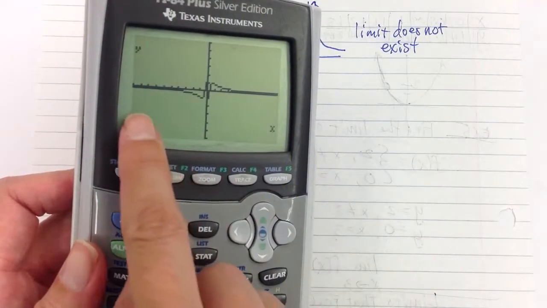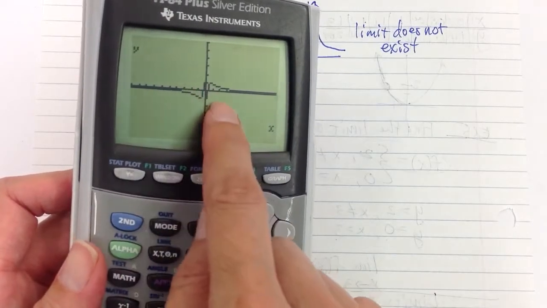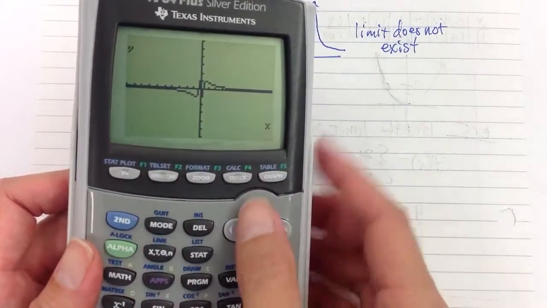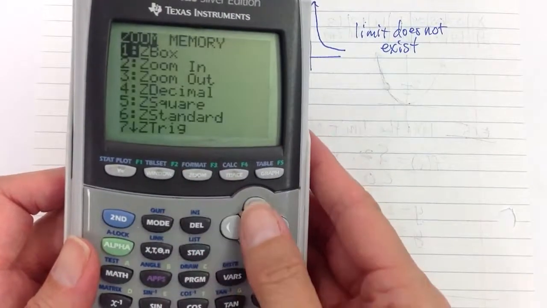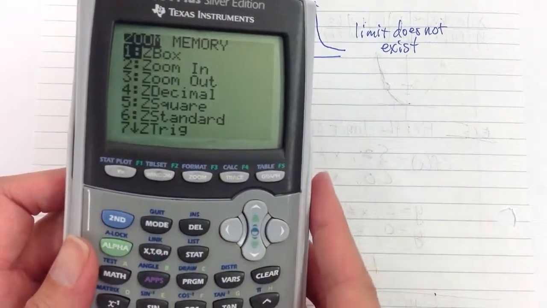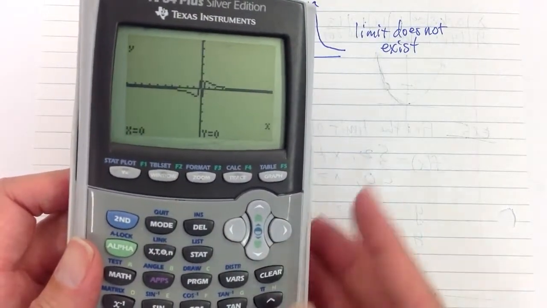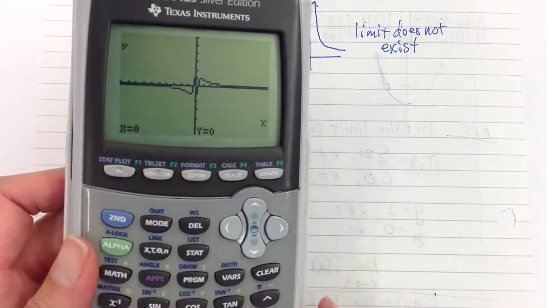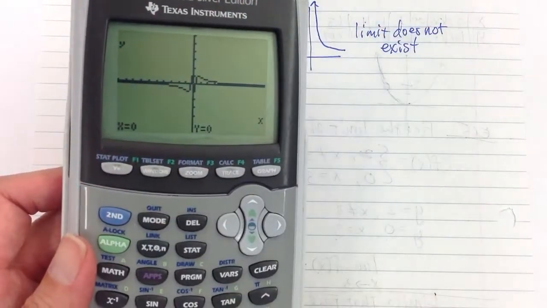Okay, did you see that? It was like a heartbeat. It went boop, boop, boop. But really, let's zoom in a little bit. Let's use our zoom in at 2 right there. And then the cursor is going to blink in the middle, and that's where I want it to zoom into, so I'm going to press enter.